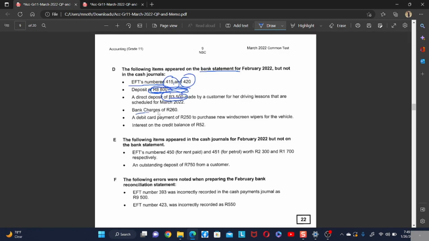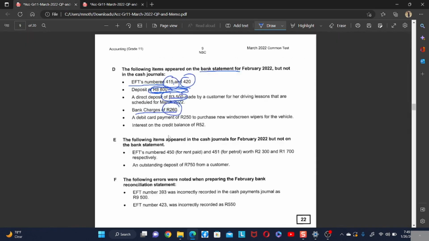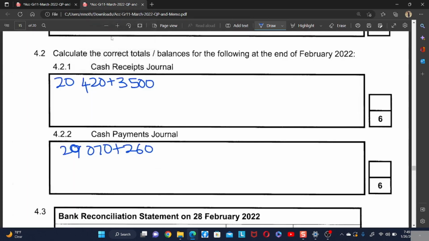And then we have the bank charges. So we know that the bank charges is a CPJ. So it is 260. And then a debit card payment of 250 to purchase a new windscreen. So we purchased a new windscreen for 250. That is a CPJ because we made a payment. So it is CPJ.